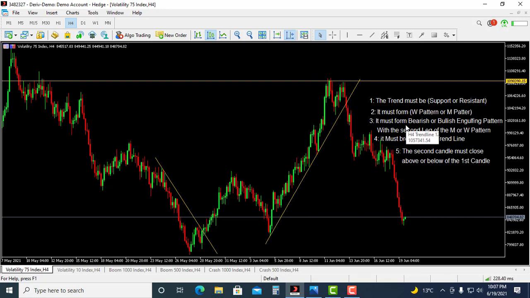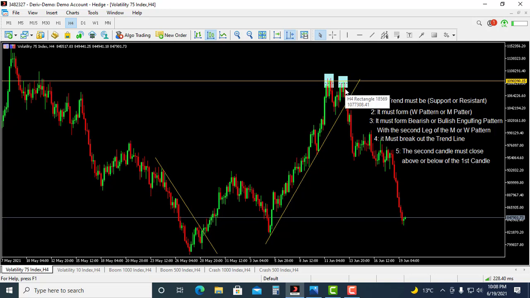The third, it must form a bearish or bullish engulfing pattern with the second leg of the M or the W. This is the first leg, and then this is the second leg. As you see, it must give us this second one, not the first one.